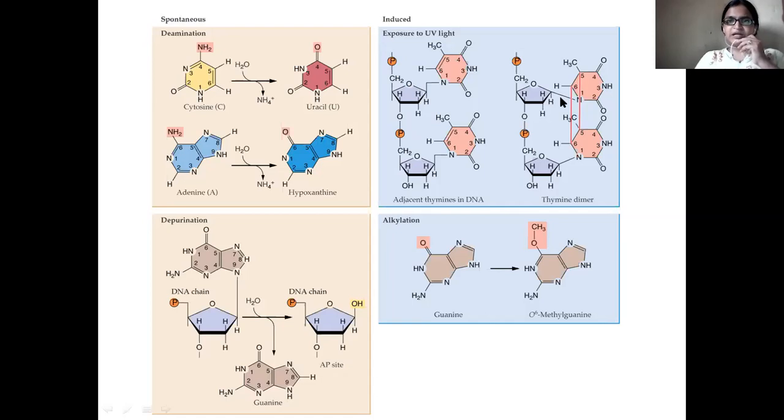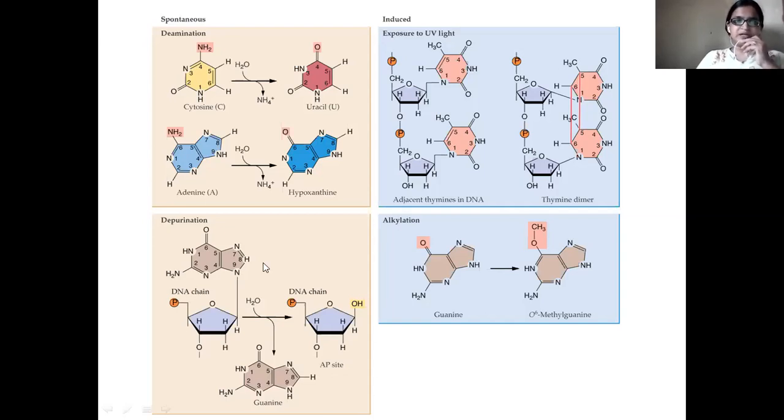But when the DNA is exposed to UV light, what happens is a covalent bond will be formed between two adjacent thymines. Here there is no bond between these two thymines. But if you compare with this diagram, here you can see this bonding between two thymines. They are covalent bonds which are formed by exposure to UV light. They are called thymine dimers. They are called dimers because they are linked to each other and they cannot be separated easily.